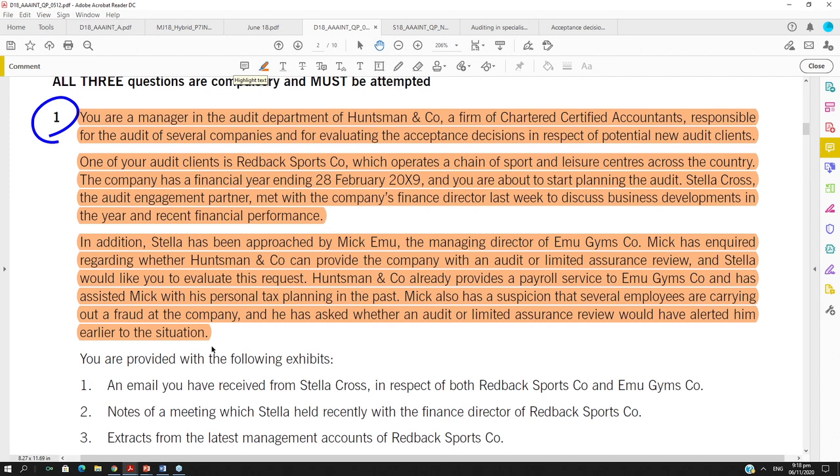Is it the first time you will be doing their audit? Yes, this is the first time you will be doing their audit, right? So is it a new audit client? Yes, it's a new audit client. But do you have a prior knowledge? So that prior knowledge will help you.